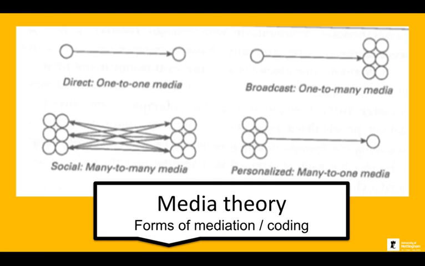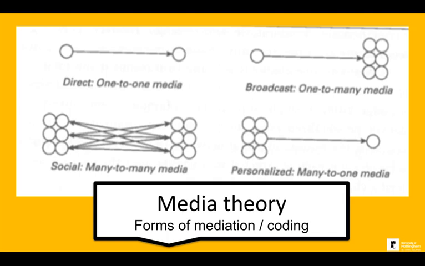Then we have many-to-many media. So these are media channels which allow lots of senders to communicate with lots of receivers, all at the same time, particularly all at the same time. So now, you start to get lots and lots of senders, all of whom have their own message, which they can communicate to lots of different people at the same time. Not just one sender, but lots of senders, communicating to a mass of people, all at the same time.